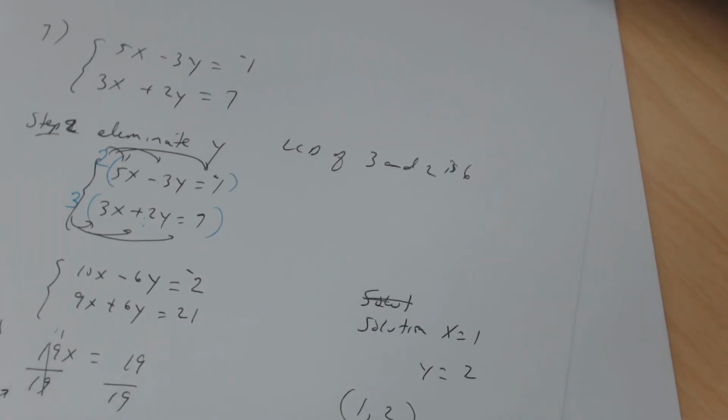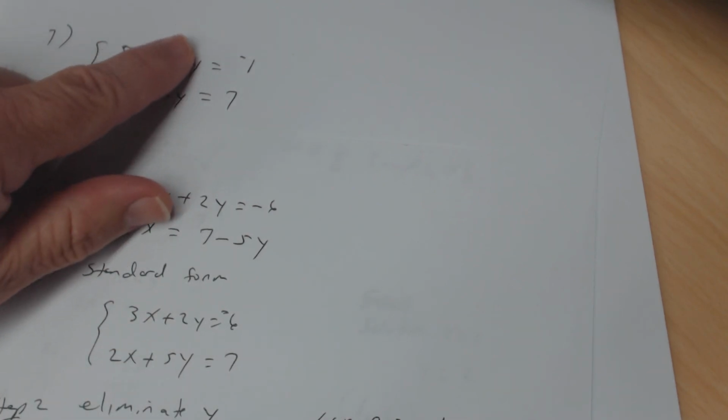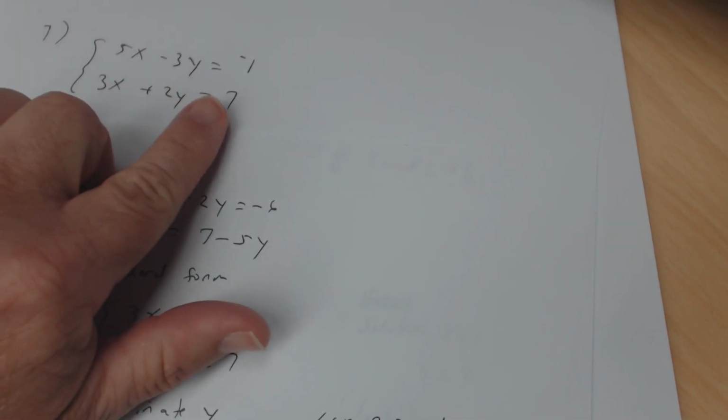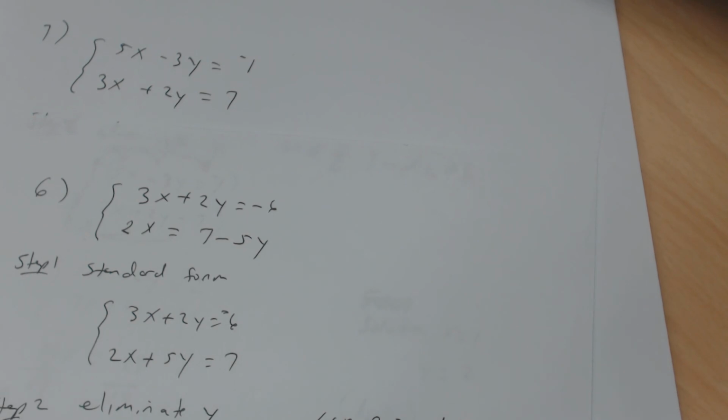One thing you got to remember, though, and we only did one like this. See right here, it was not in standard form, so always check to make sure it's in standard form first. All the x's have to be aligned, all the y's have to be aligned on one side, and your constants on the other. So in this case, it wasn't. That's the only one we did where we had to actually put it in standard form.